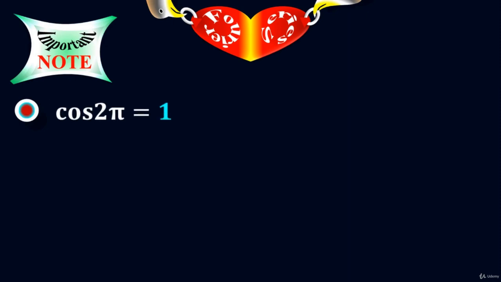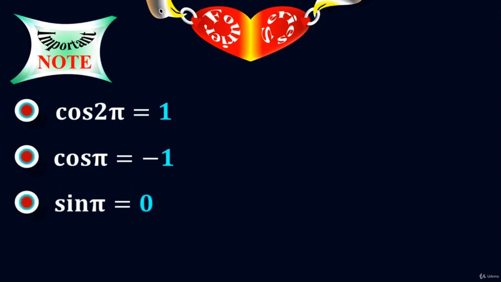Before going further in Fourier series, let me cover a prerequisite that you must keep in mind. Important note number 1: cos 2 pi equals 1. Cos pi equals minus 1. Sin pi equals 0. Sin 2 pi equals 0.